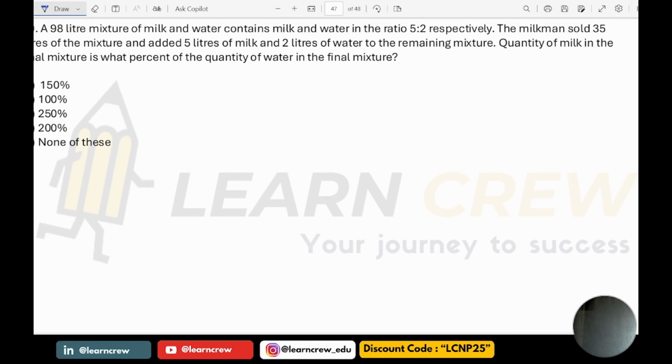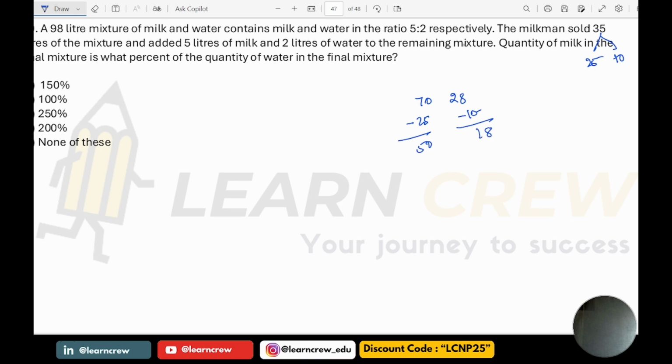What is given? A 98 liter mixture of milk and water contains the ratio 5:2. So 7 parts, 98. Each part is 14. So 70 and 28. The milkman sold 35 liters of mixture. In 35, the ratio would be 5:2. So 25 and 10. So minus 25 minus 10. Thereby 50 and 18.